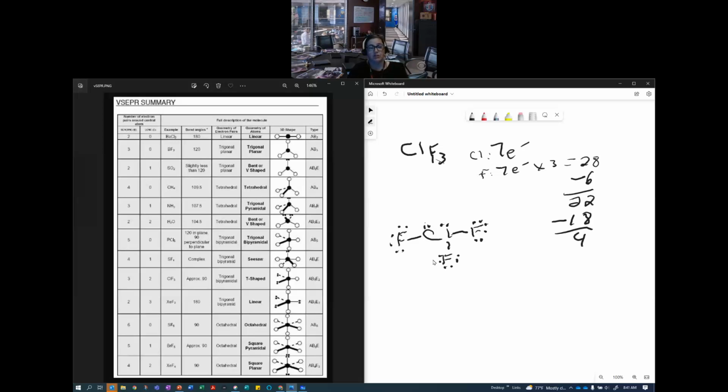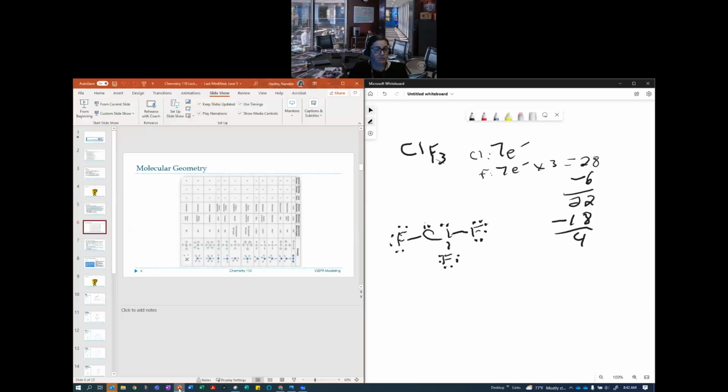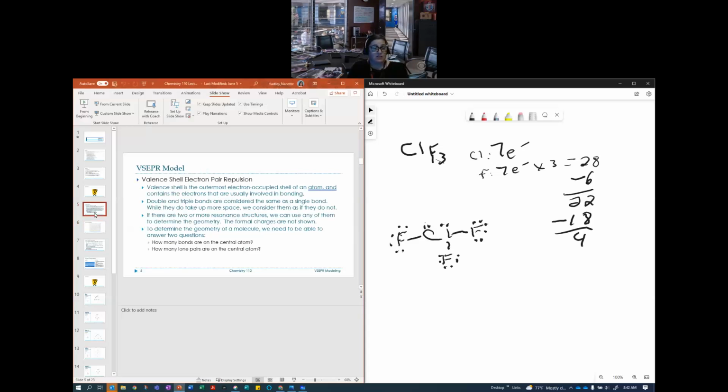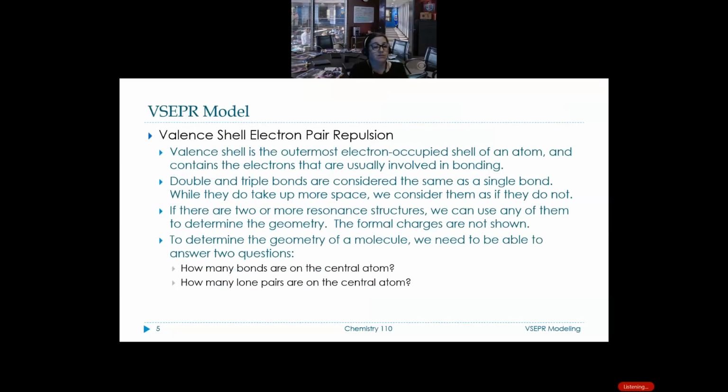Now we're going to continue to do this, but I want to go back and talk a little bit about why it arranges in this way. Why is it that this is what we see? The reason is that we use something called the valence shell electron pair repulsion method. Now, there are 2 ways of looking at molecular geometries. This is the one that we're going to talk about here. There is another one called molecular orbital theory. We are not going to deal with that.